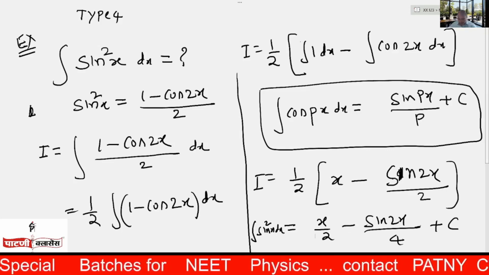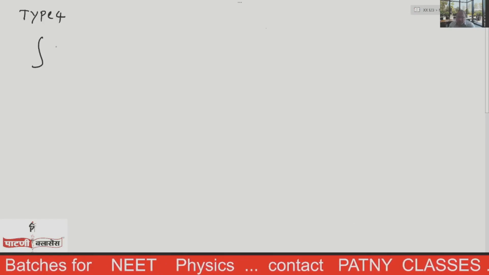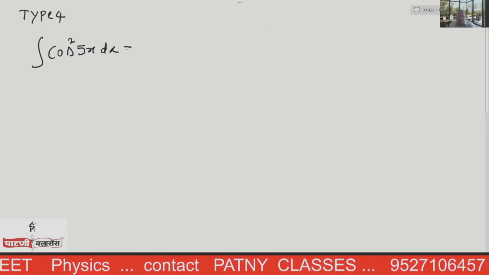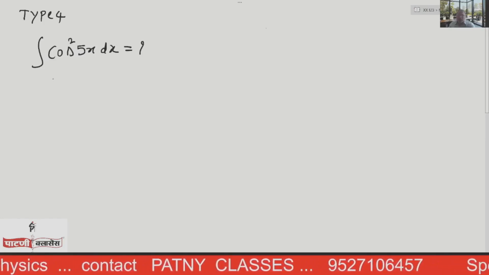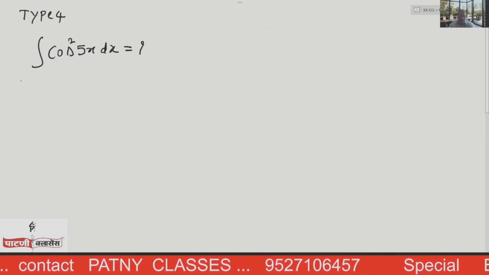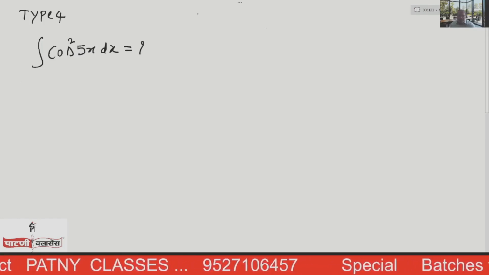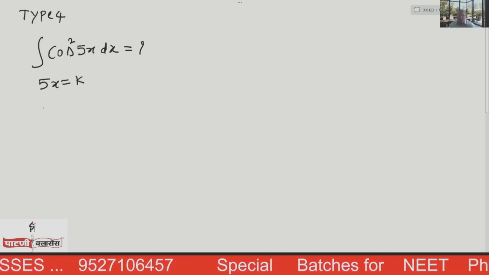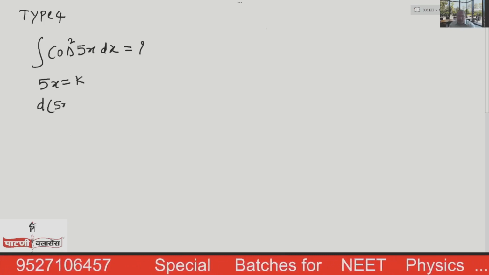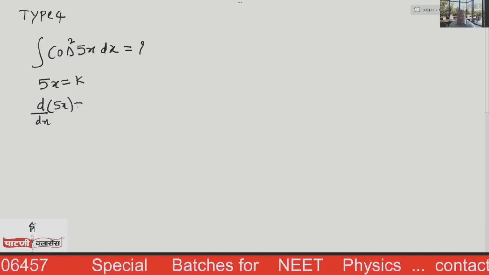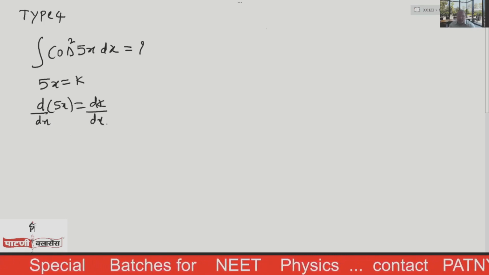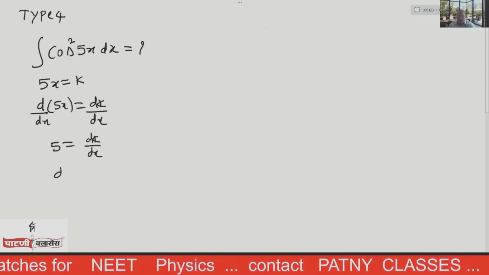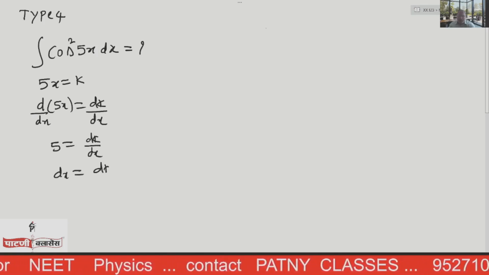Now next example, integration of cos square 5x with respect to x equals to how much? Let us solve this question. Now we know that it is not in the standard form. To convert into the standard form, 5x equals to k, then differentiating 5x with respect to x equals to dk by dx, 5 equals to dk by dx, and dx equals to dk upon 5.